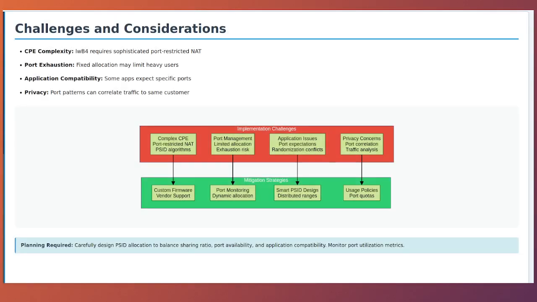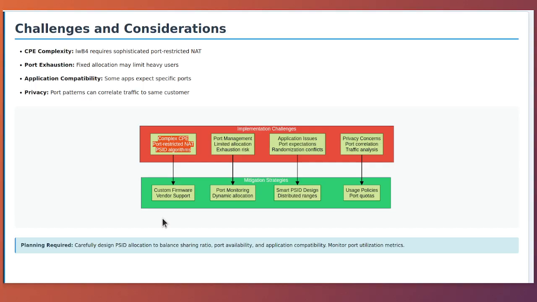Despite its advantages, Lw4o6 introduces several challenges that must be carefully managed. The most significant challenge is CPE complexity and provisioning. The LWB4 is considerably more complex than a simple B4 element in DS Lite. It must implement port-restricted NAT with awareness of its PSID allocation, manage port selection algorithms, and handle the unique constraints of port set-based address sharing.